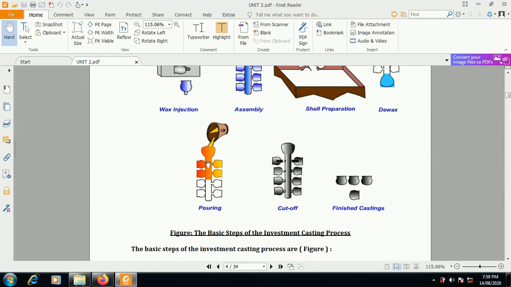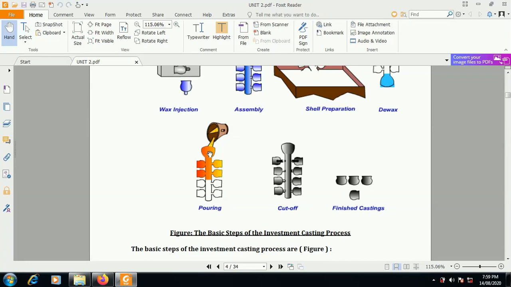Green condition means presence of water, and that water will absorb the heat from molten metal. But here pouring is carried out in the heated condition. That's why maximum flowability of the metal is achieved, and this feature we can use to prepare intricate or complicated parts. Now after solidification, this shell will be broken down.